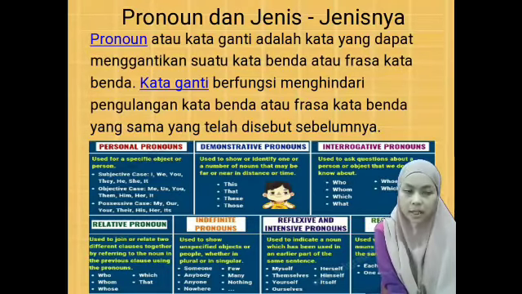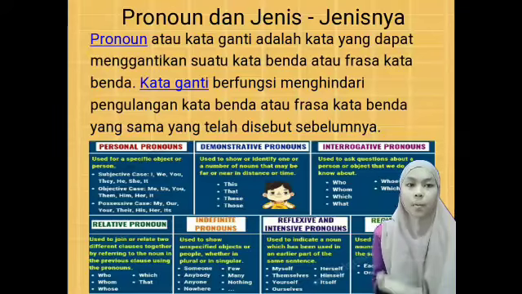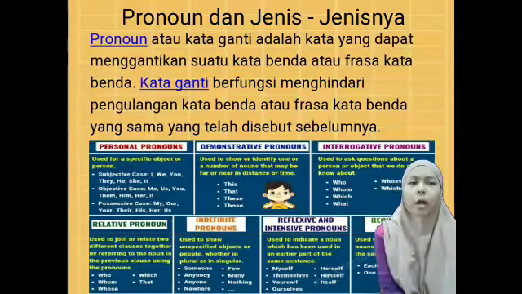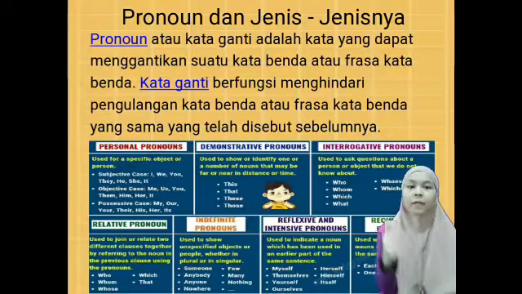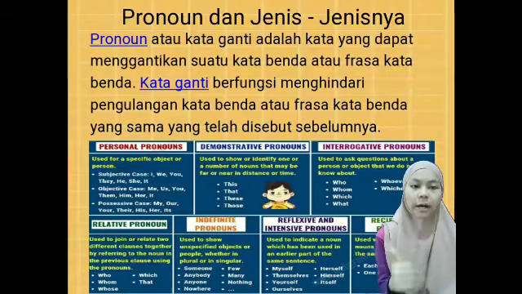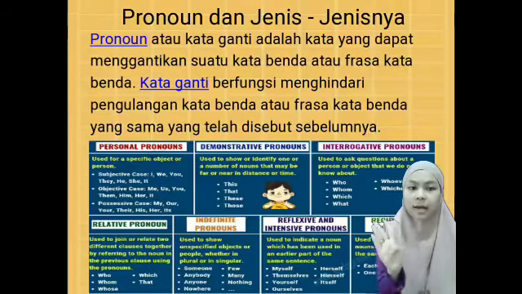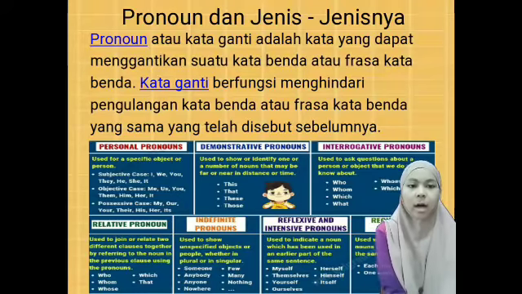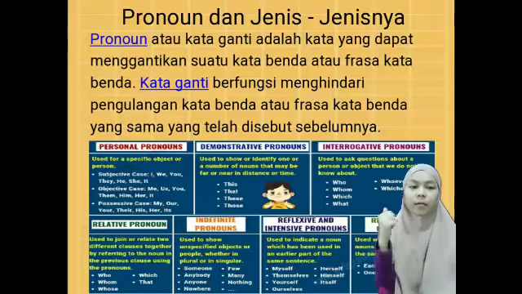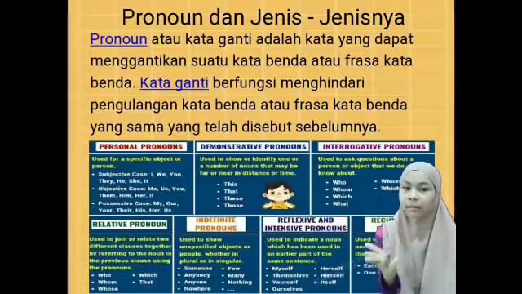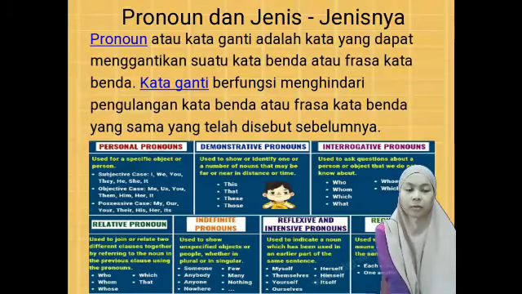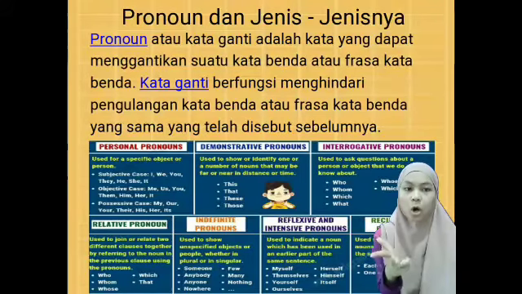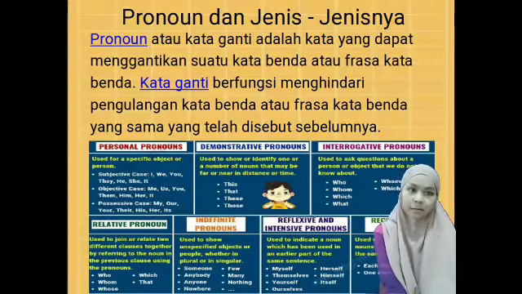So do you know guys, there are some kinds of pronoun. So here we go. First is personal pronoun. This is used for a specific object or person. There are subjective case: I, we, you, they, he, she, and it. And then objective case, that is me, us, you, them, him, her, and it. And the last is possessive case, that is my, our, your, their, his, her, and its.